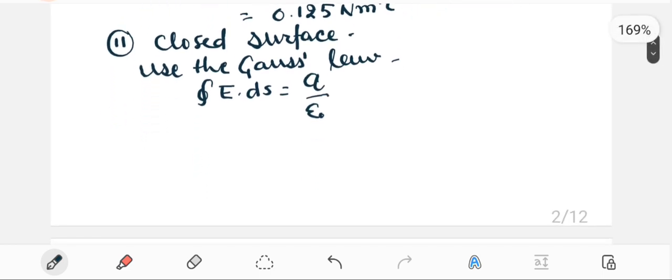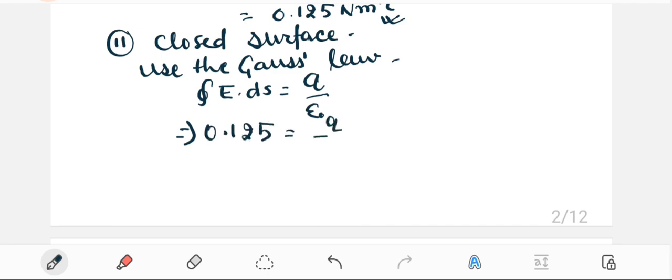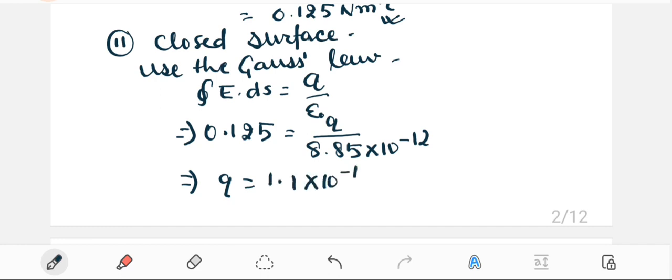Now the net flux has already been found over here, that is 0.125, equal to the charge we have to find, and epsilon naught's value we know, it is a constant, that is 8.85 into 10 to the power minus 12. So the charge will be equal to 1.1 into 10 to the power minus 12 coulomb. After calculation, this is the charge that we find.